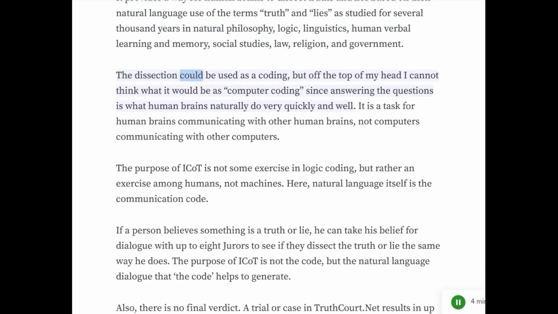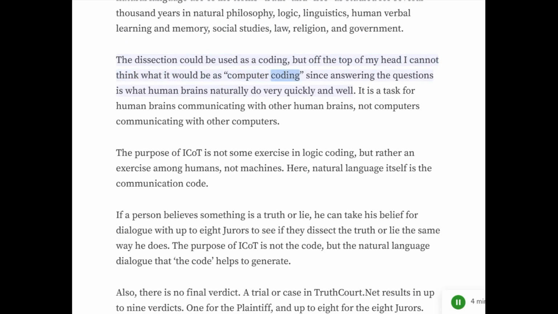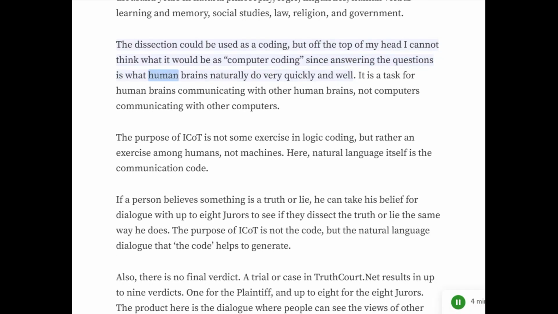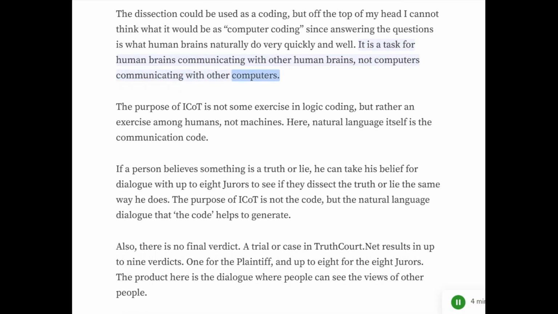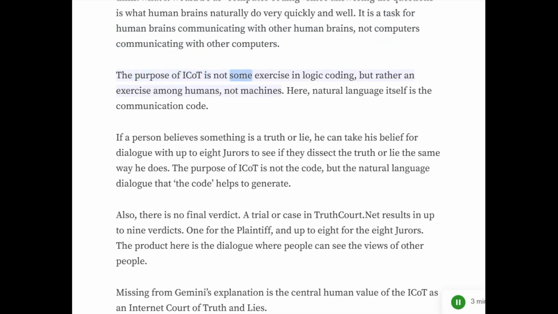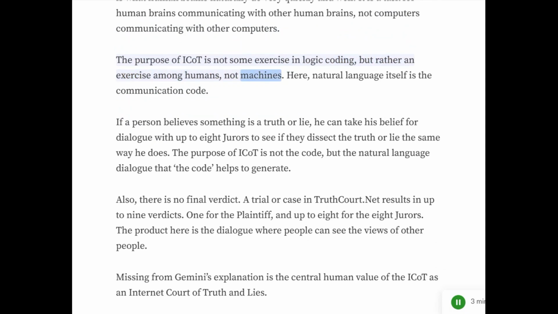The dissection could be used as a coding, but off the top of my head I cannot think what it would be as computer coding, since answering the questions is what human brains naturally do very quickly and well. It is a task for human brains communicating with other human brains, not computers communicating with other computers. The purpose of ICoT is not some exercise in logic coding, but rather an exercise among humans, not machines. Here, natural language itself is the communication code.